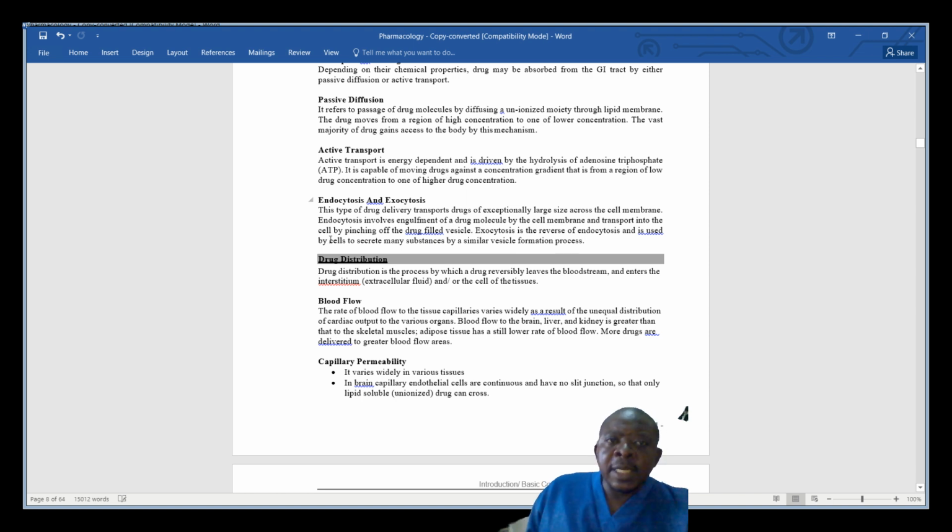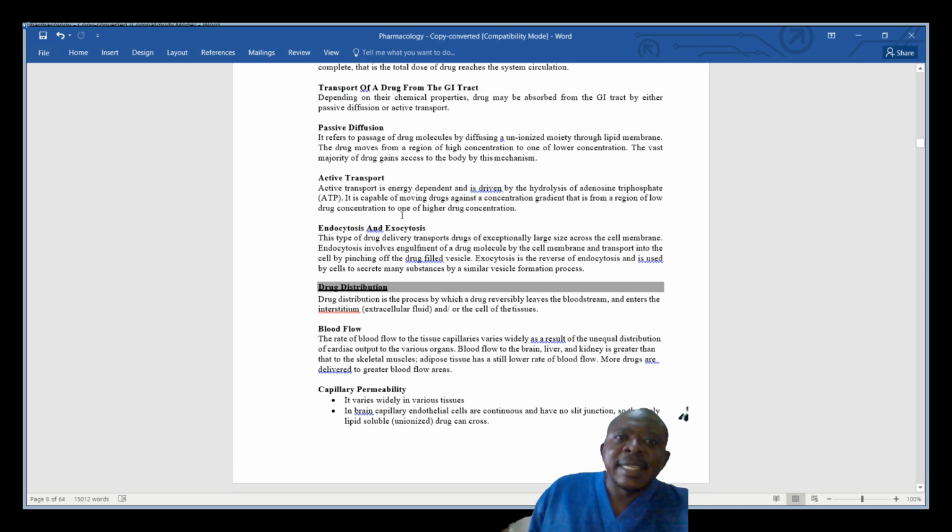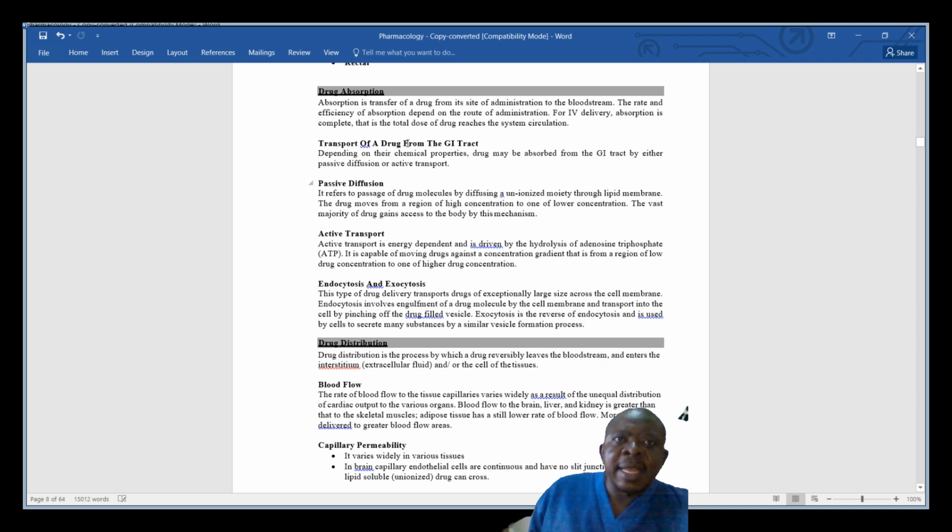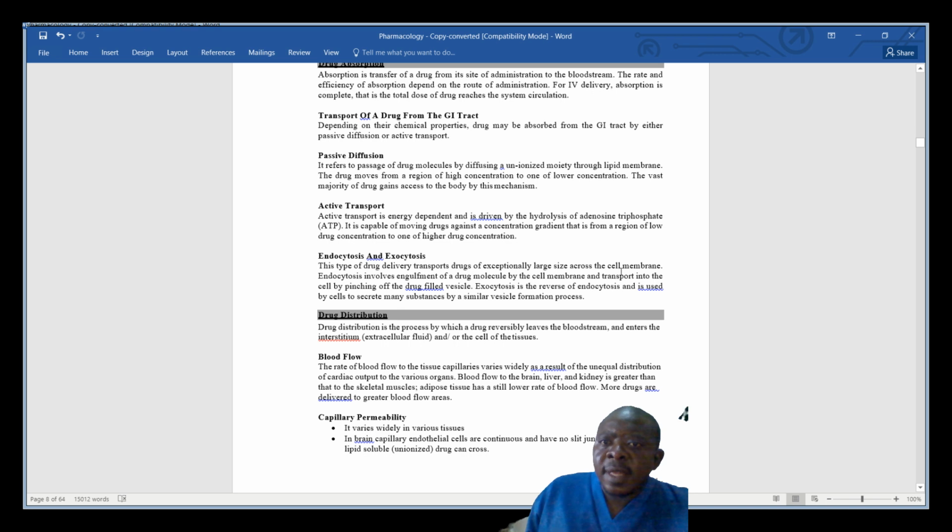Now let us also look at endocytosis and exocytosis under drug absorption. This is a type of drug delivery transport, or transport of drugs of exceptionally large size across the cell membrane. Endo means inside, exo means outside, and cyto has to do with the cell.